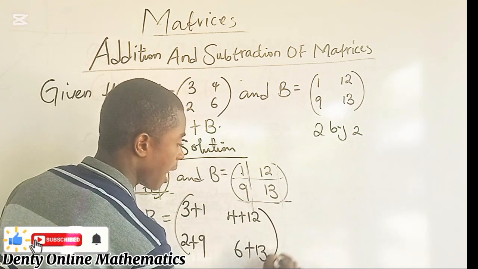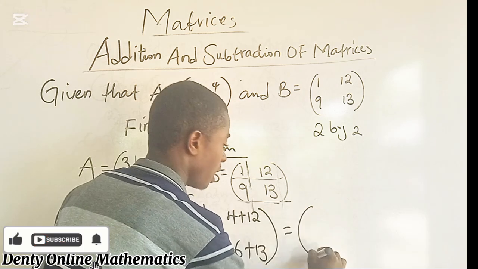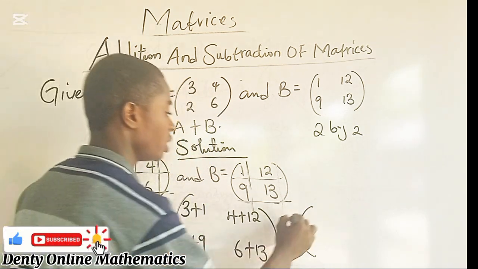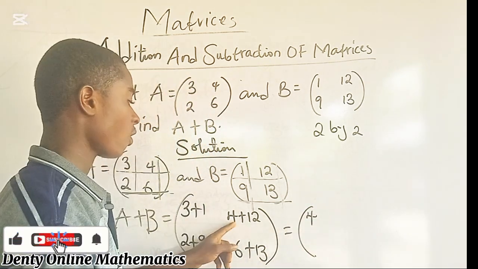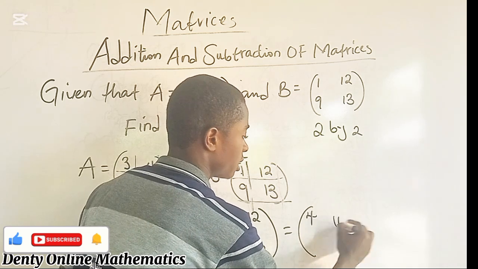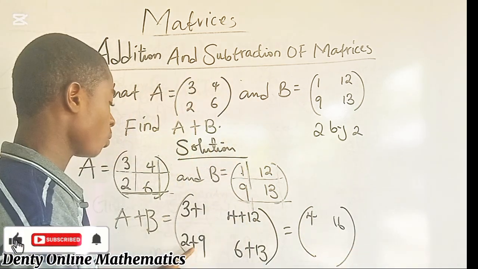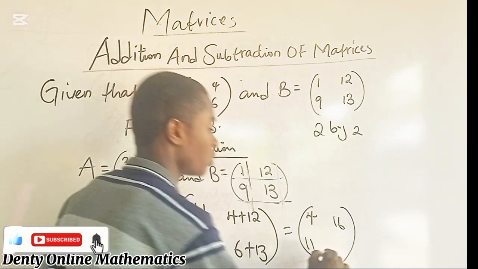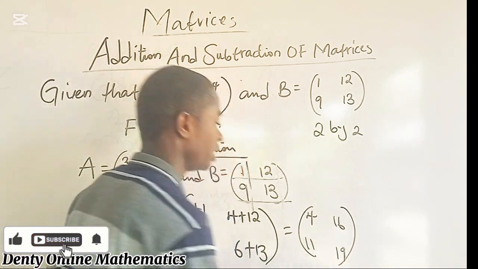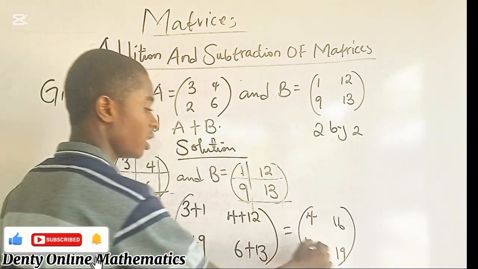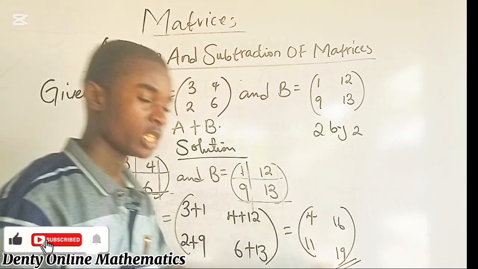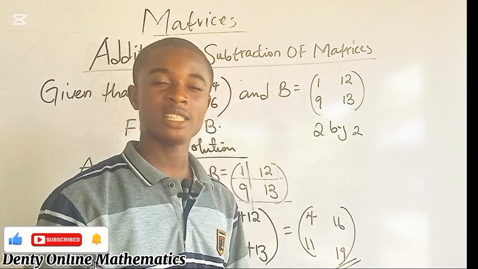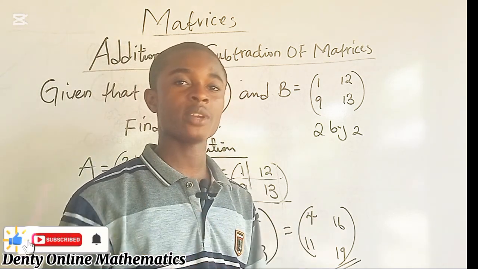13. Now adding all of this, we are going to have 3 plus 1 is what? 4. 4 plus 12 is what? 16. Now 2 plus 9 is what? 11. 6 plus 13 is what? 19. So therefore A plus B is equal to this particular matrix, and this is very simple.